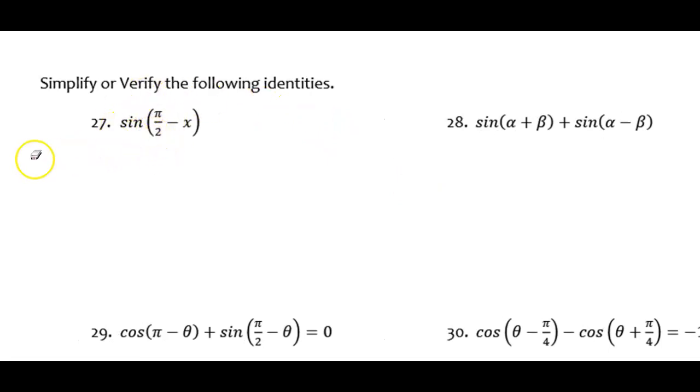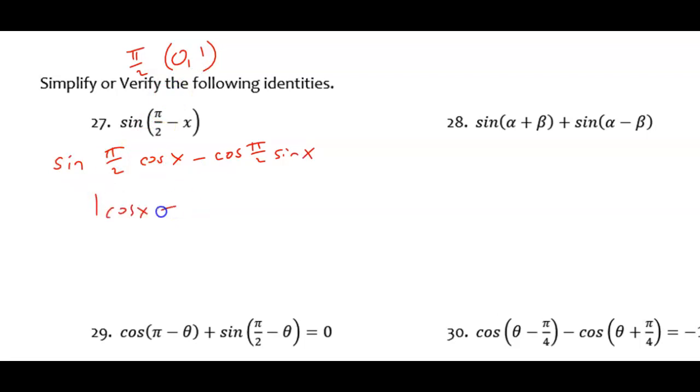All right, so I'm going to expand this one. By the way, pi halves is the point 0, 1. All right, so I have sine of pi over 2 cosine of x minus cosine of pi over 2 sine of x. So sine of pi over 2 is the y value, so 1 cosine of x. All right, and cosine of pi over 2 is 0, so 0 times sine of x. All right, and 0 times sine of x is 0. So I'm just left with cosine of x.